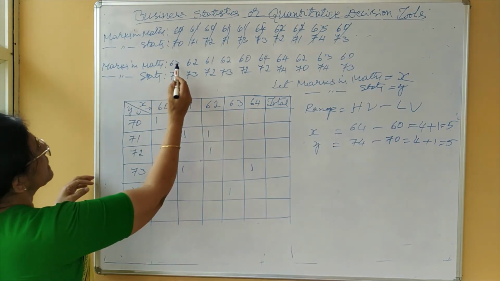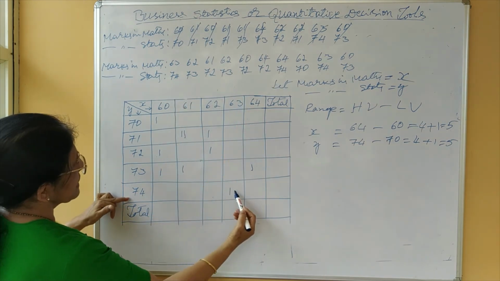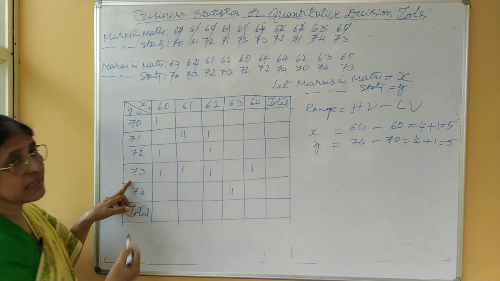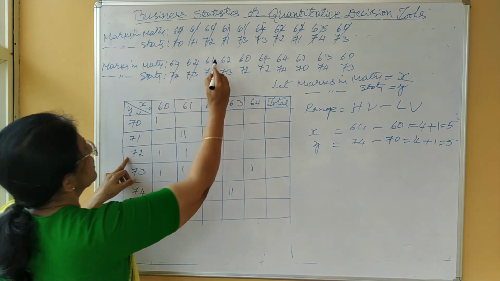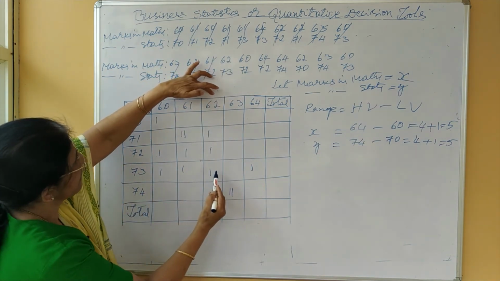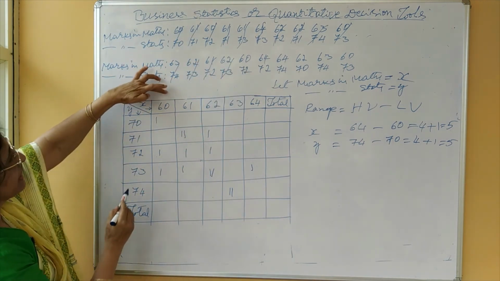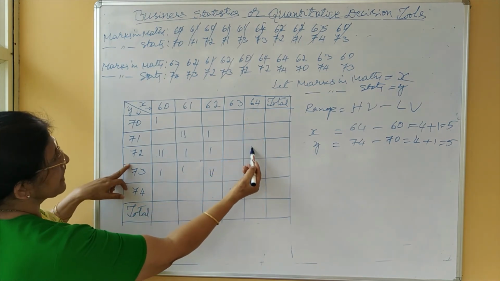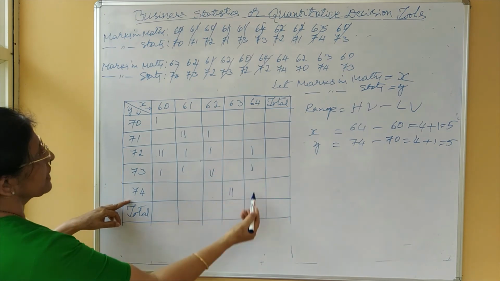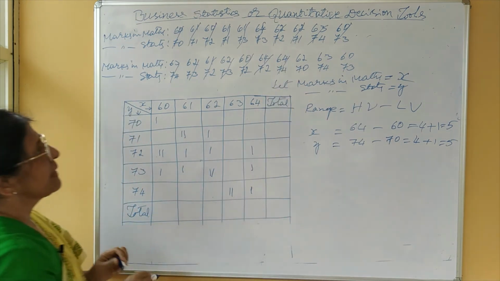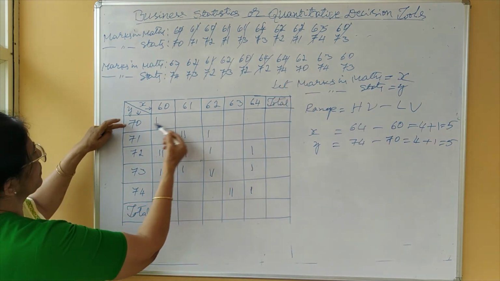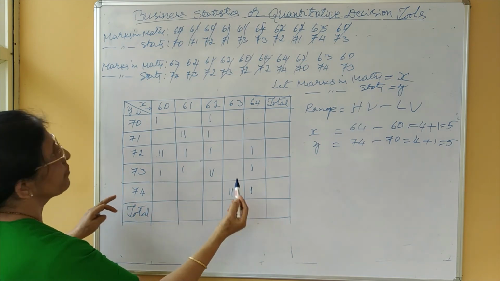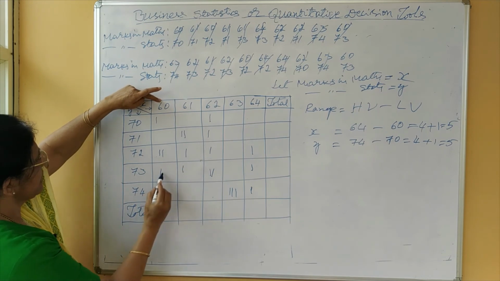Next one is 63, 74. 62 and 73. 61, 72. 62, 73. 60 and 72. 64, 72. 64, 74. Then 62, 70. 63, 74. 60, 73.